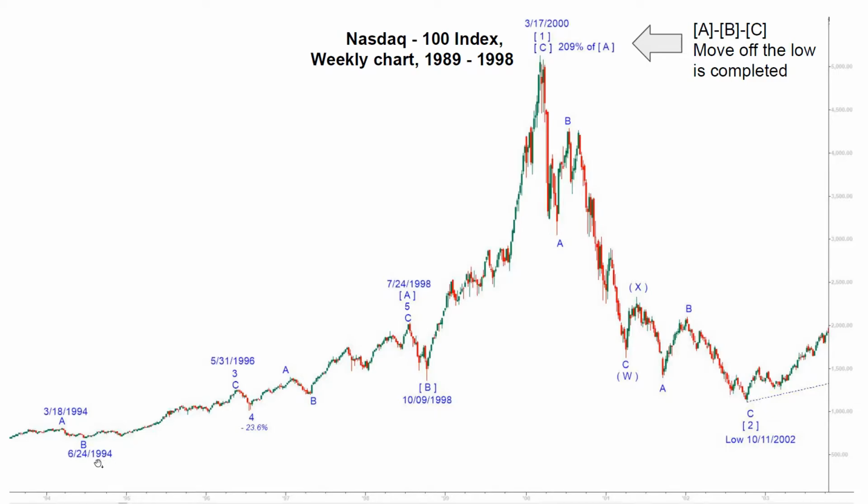But we could say that it really fits with our expectations. As for A, B, and C, look, C here stretched to 209% of A. It's a pretty classic extension. So I would count those huge moves of the beginning of the 1980s or 1990s as A, B, and C up, of a huge wave 1 up into March 2000.